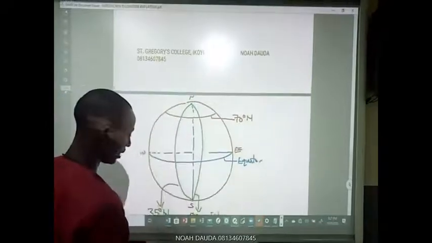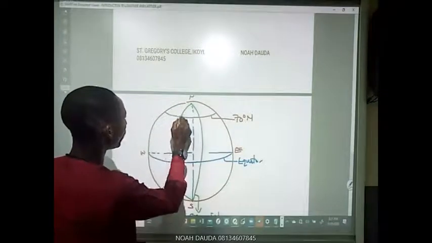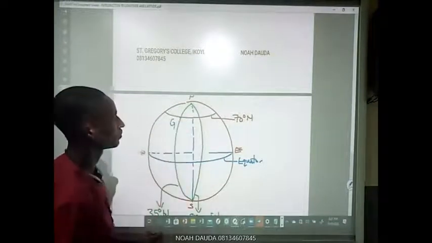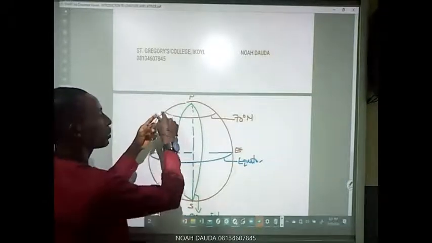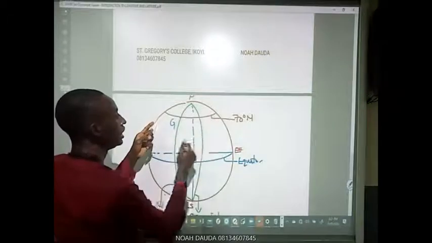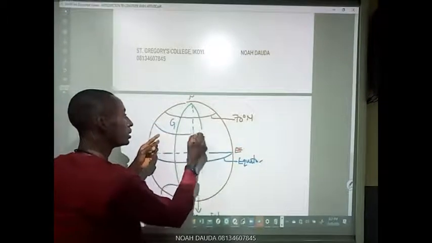Now, in this case, I can easily call this point my G. For the second one that talked about 40 degrees north, already we have 70 degrees north here. Then 40 degrees north will fall below it.